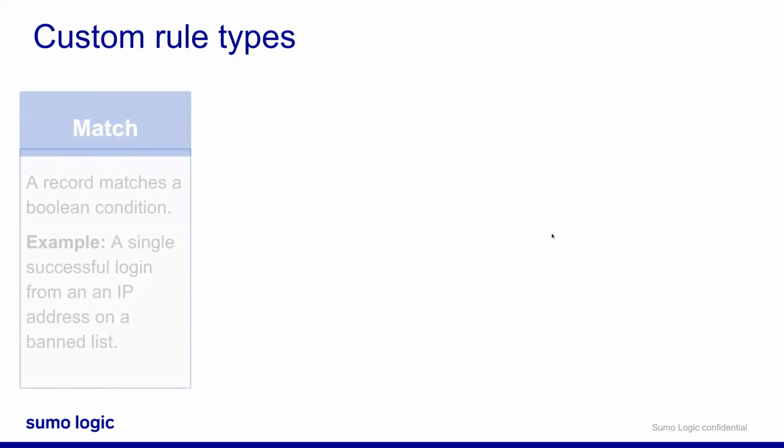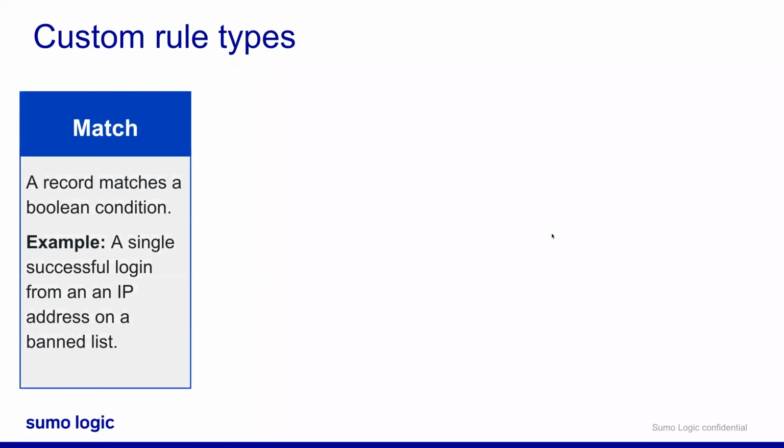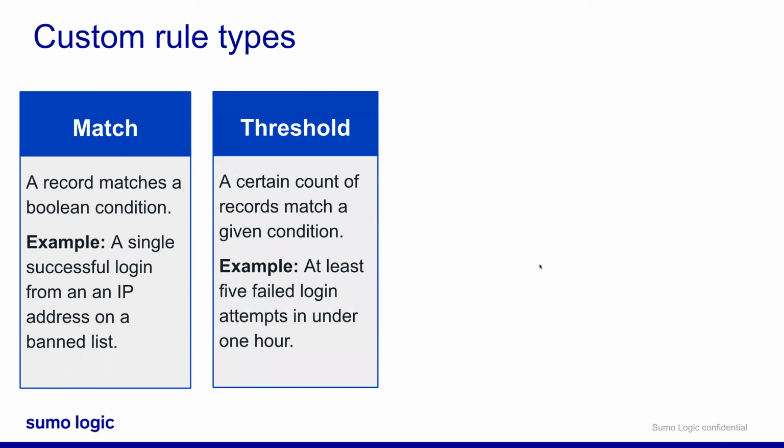So there's 4 types of rules. The first one is going to be a match rule, and this is the most simple rule. It's going to be a simple Boolean statement, essentially checking if it's true or false. If it's true, then an entity will be extracted and a signal will be created. So for example, you might want to simply look at whether an IP address matches another one that's on a banned list.